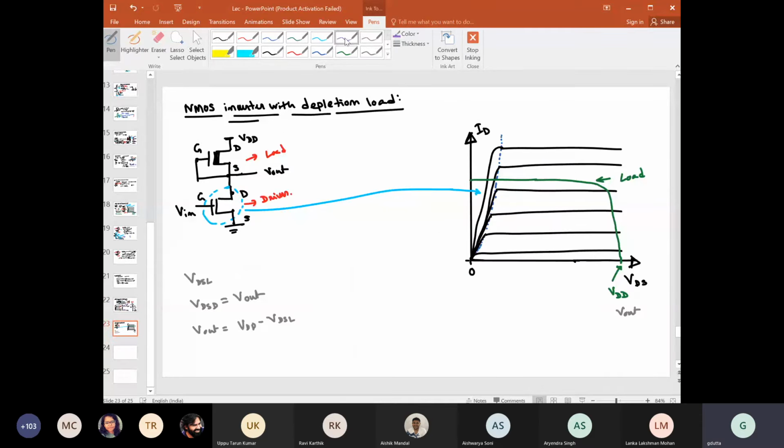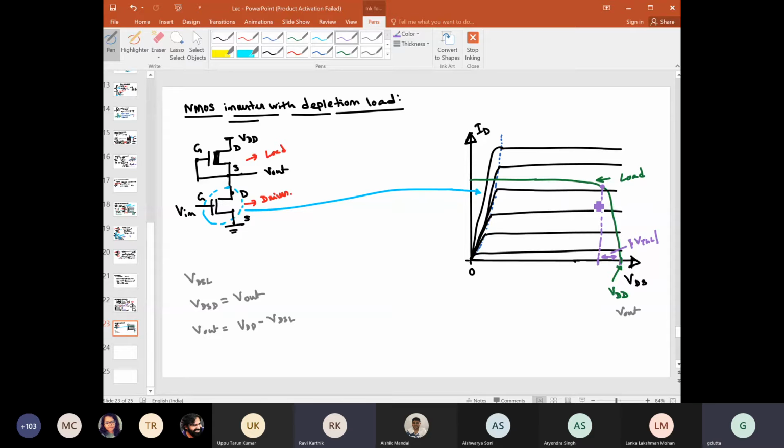That way you can also say from here that this difference should also be the mod of VTHL. Then if this point is VDD, you should know this value is nothing but VDD minus mod of VTHL. You need this point to find the complete VTC.